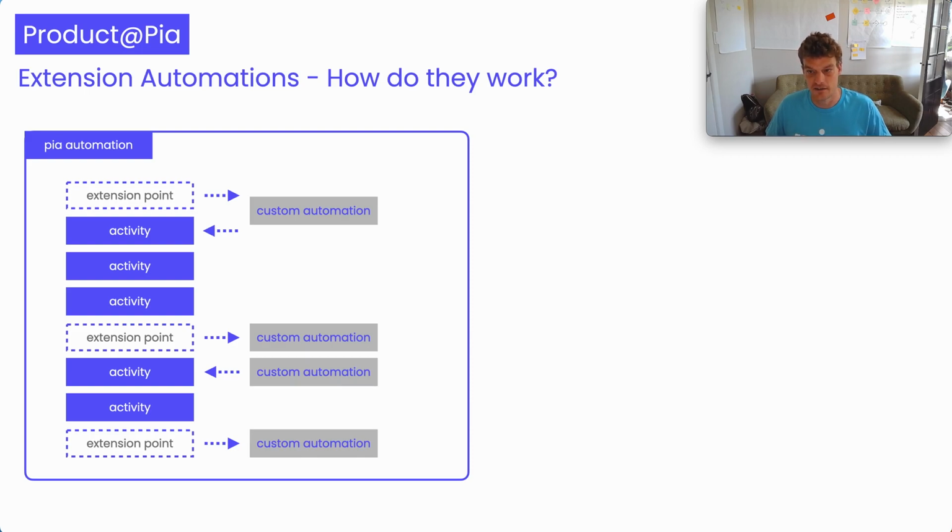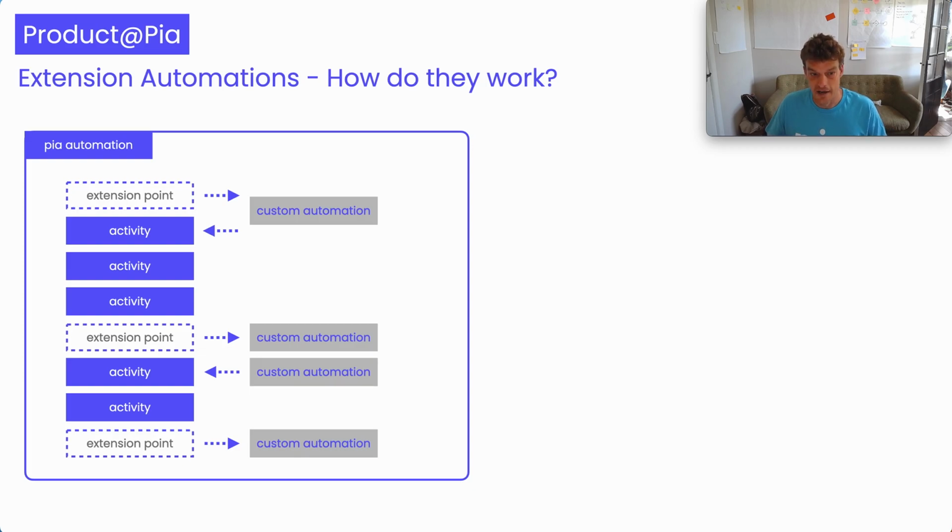And how do they work? Roughly, on our Pia automations, at logical points within the automation flow, we've defined these extension points, and at each of these extension points, you can run your own automation. The automation will execute, go through its steps, and when it gets to one of these extension points, it will look for a custom automation that's been configured, execute it, and once that's finished, it will come back into the main flow and continue on its merry way until it meets the next one.